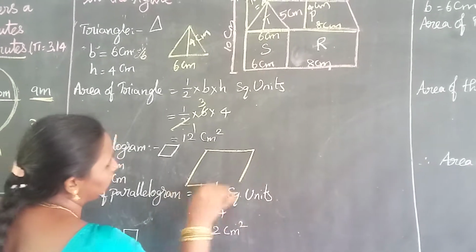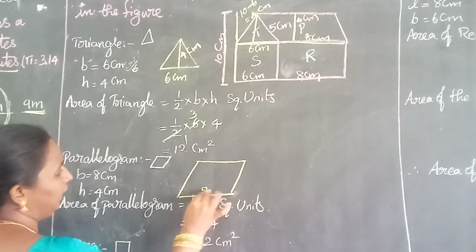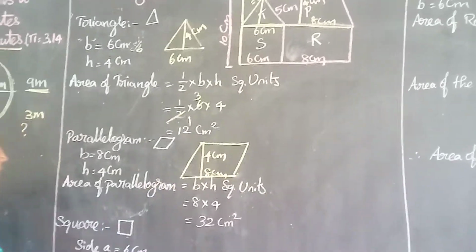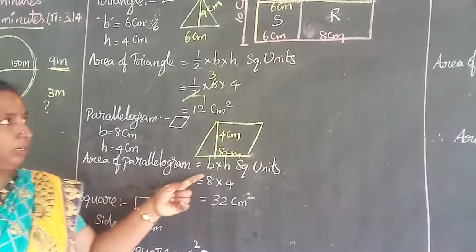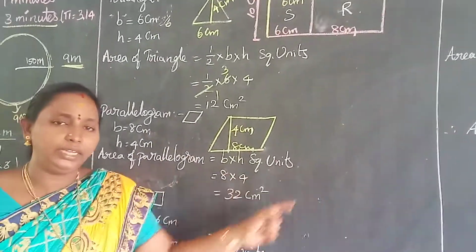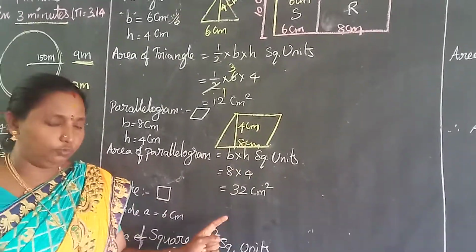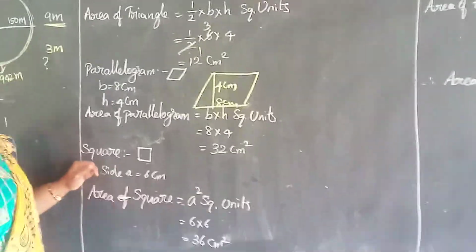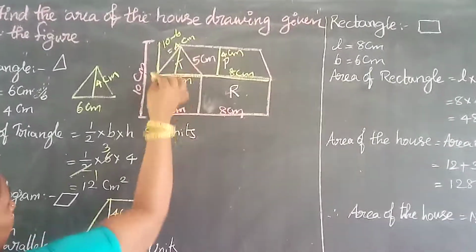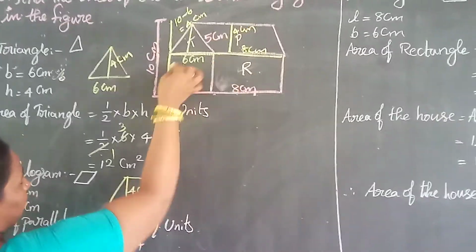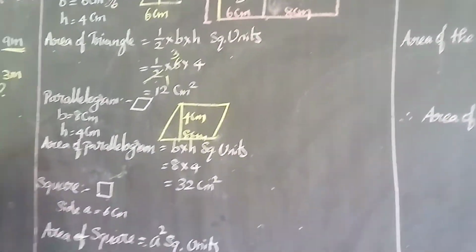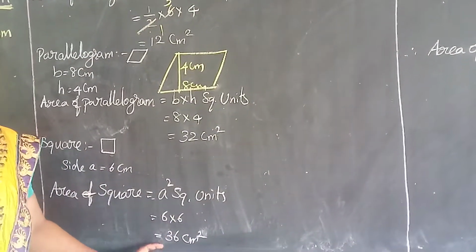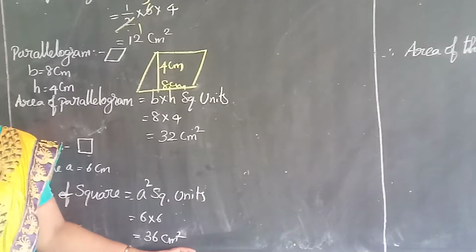So move on to the parallelogram. The base is 8 centimeter and the height of this parallelogram is 4 centimeter. So area of parallelogram equal to, what is the formula? Base into height square units, that is 8 into 4, we get 32 centimeter square. Next move on to this one, the square. Already they given the side is 6 centimeter. So the area of a square formula is a square square units. a square, 6 into 6, gives 36 centimeter square.